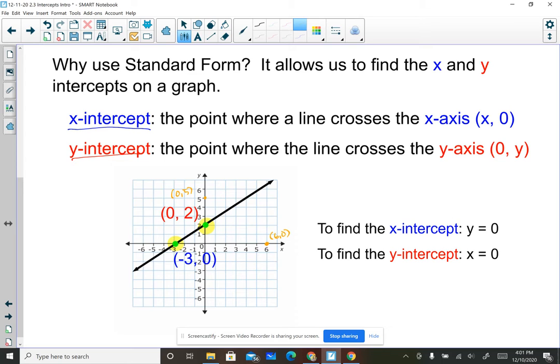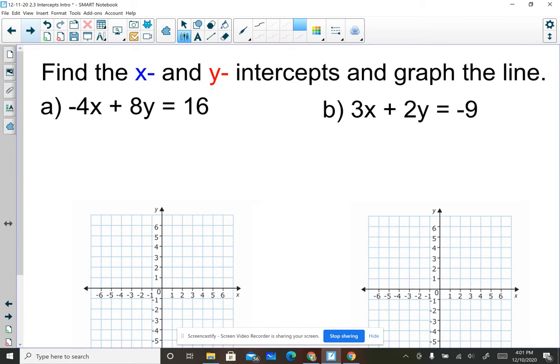So you're finding two points. One's going to go on the x-axis, and to do that, you substitute in 0 for y. To find the y-intercept, the other point on the line, you substitute 0 in for x. So jot these couple down. We're going to do a couple together, just two, just to make sure we understand it.